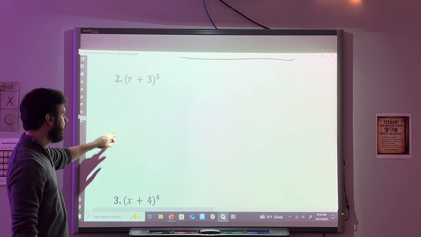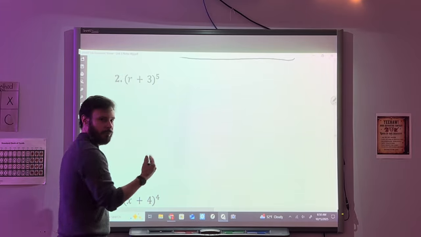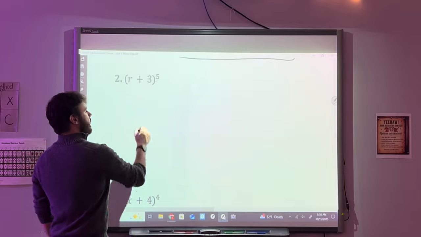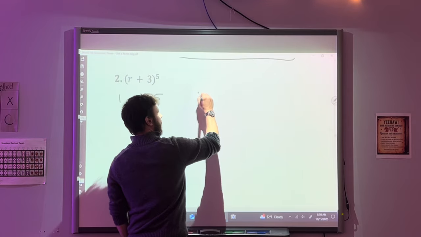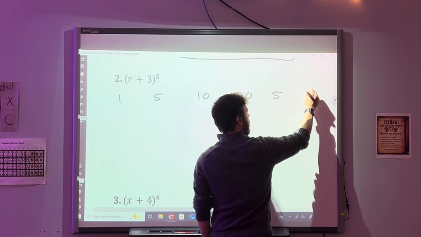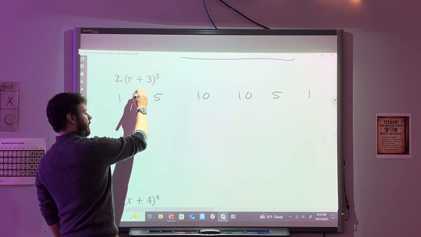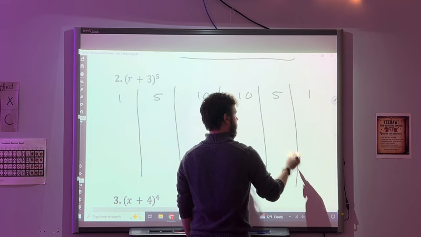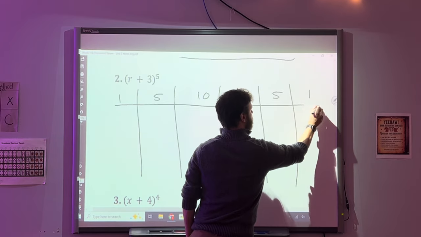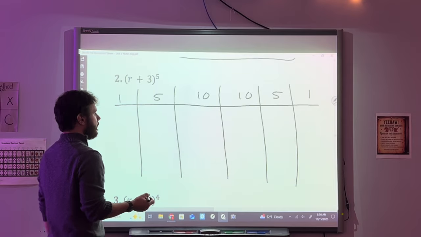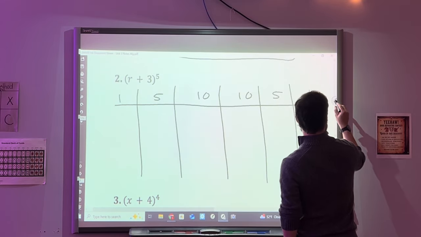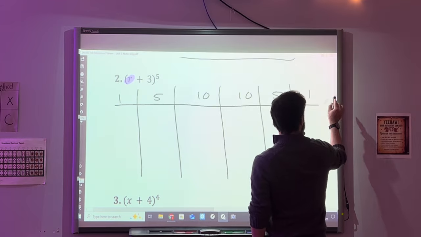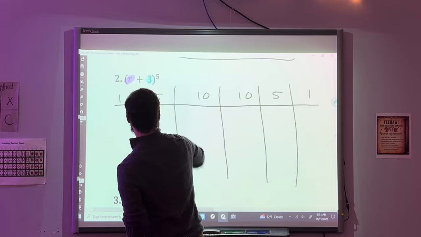2 is a similar kind of 1. Each term only has one thing, even though this is a real thing. But I'm still gonna find 1, 5, 10, 10, 5, 1. I'm gonna find the row of Pascal's triangle that I need, and it's gonna be the 5th row. Okay. My first term here is simply r. And my second term is a 3.